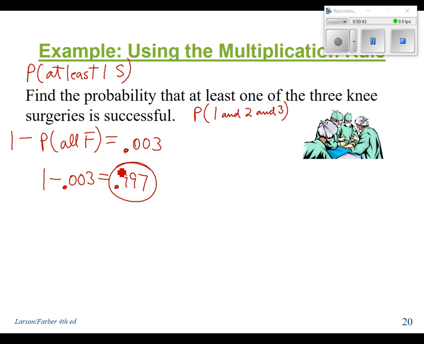So the probability of getting at least one success is almost 100% of the time. If that doctor does 3 surgeries in a day, at least one of them is going to be successful. Pretty good.